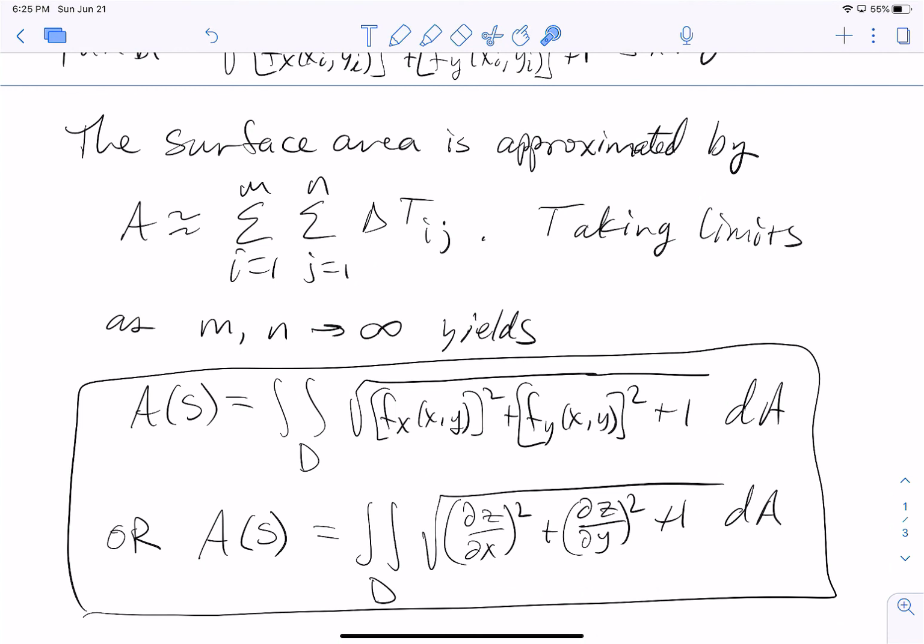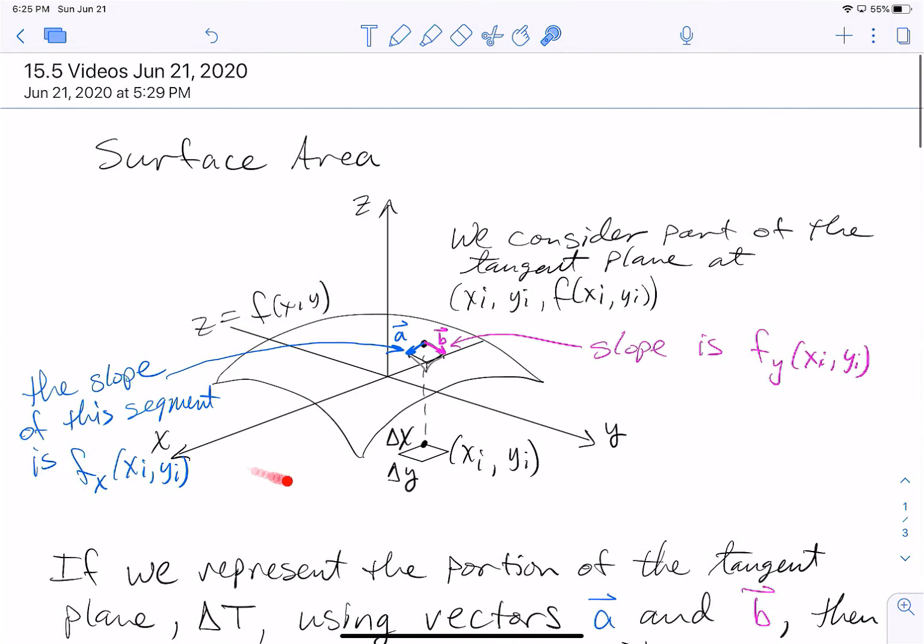So to find the surface area, we find the partial with respect to x, square it. Partial with respect to y, square it. Add them together, add 1 to it, put it in a square root. Hope that's something that we can integrate. The region D is the trace of the region in the xy plane.